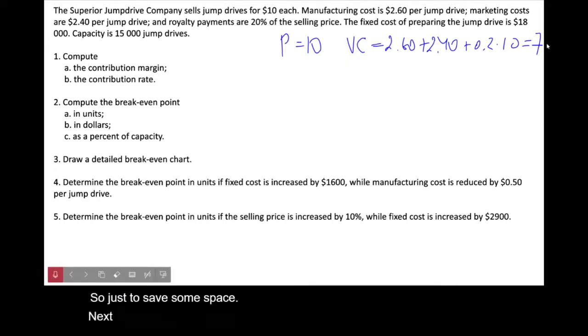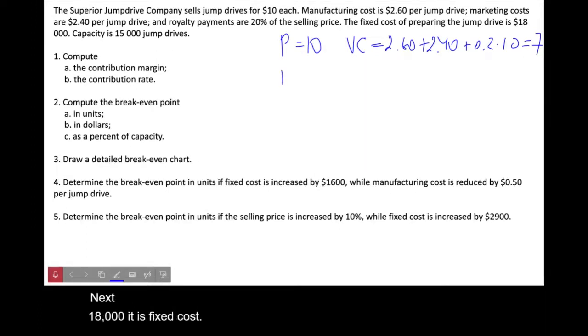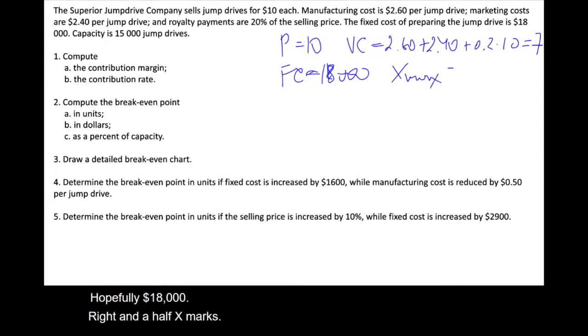Next, 18,000 is fixed cost. So I have fixed cost of $18,000, right? And I have X max equals 15,000 units. Okay, I have X max 15,000 units. So far, any questions, people?